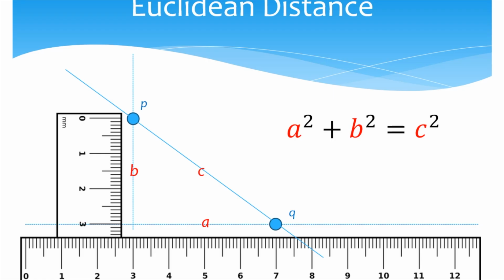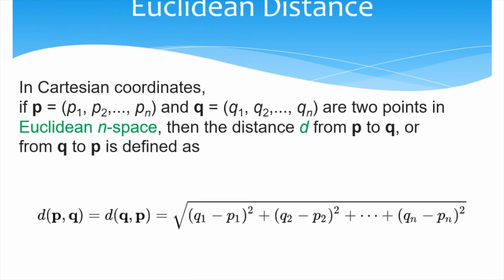We can obtain the straight line distance C between P and Q by using the Pythagoras theorem, as the equation shown on the screen. This measure can be further extended to three-dimensional or n-dimensional space, and thus we can summarize the Euclidean distance as the formula on the screen.